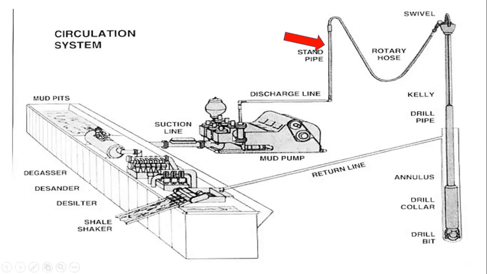So it pumps it through the discharge line and it goes through the standpipe. Now the standpipe is a very tall vertical pipe that helps the drilling fluid to get to a certain height so that it can easily go through the top of the drilling string.